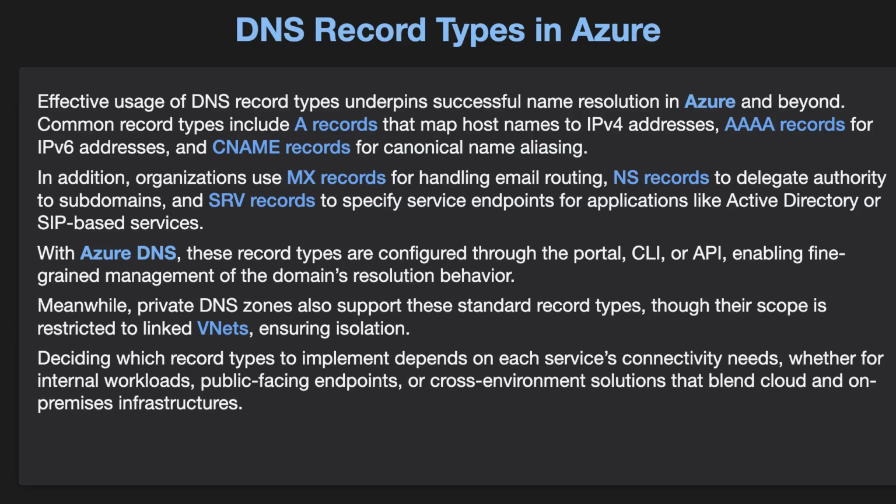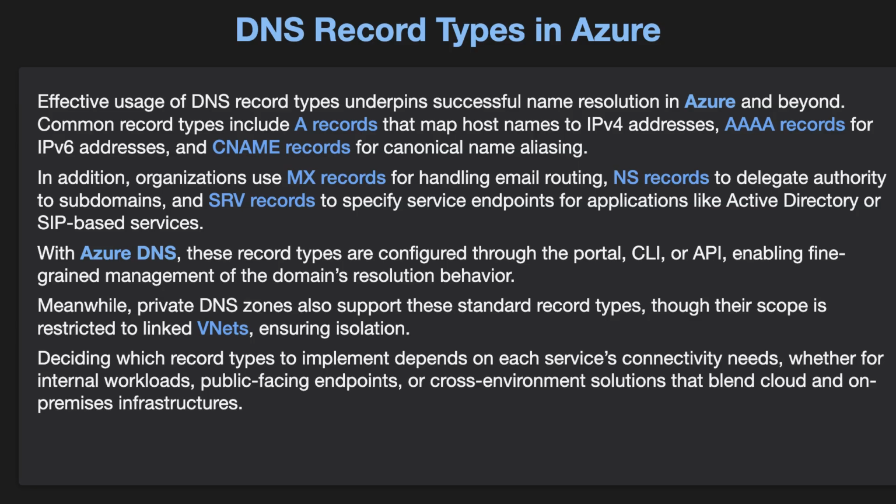Common record types include A records that map host names to IPv4 addresses, AAAA records for IPv6 addresses, and CNAME records for canonical name aliasing. In addition, organizations use MX records for handling email routing, NS records to delegate authority to subdomains, and SRV records to specify service endpoints for applications like Active Directory or SIP-based services.